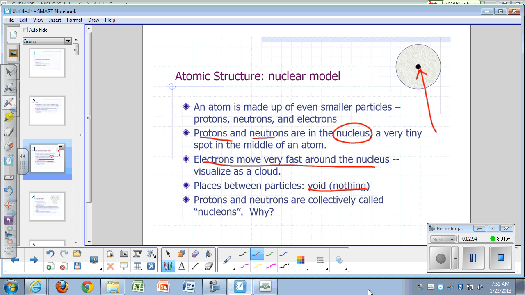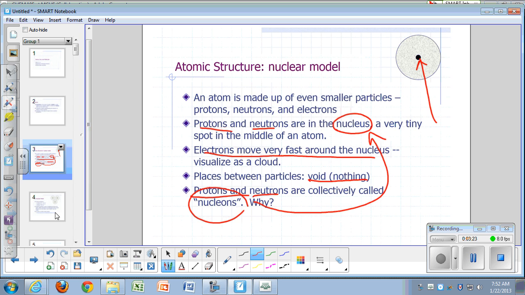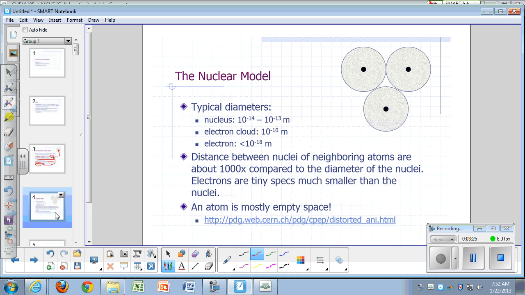Okay. All right. So protons and neutrons are collectively known as nucleons. Why do you think that's the word for protons and neutrons? Because they're found in the nucleus. So that's why they're called nucleons. Now, just how small is the atom?